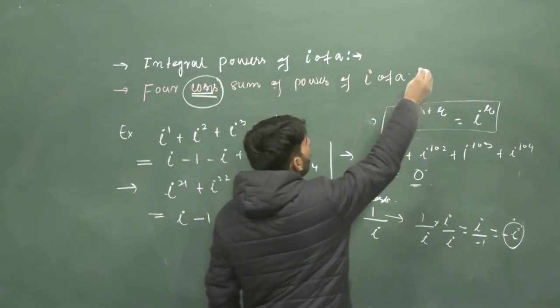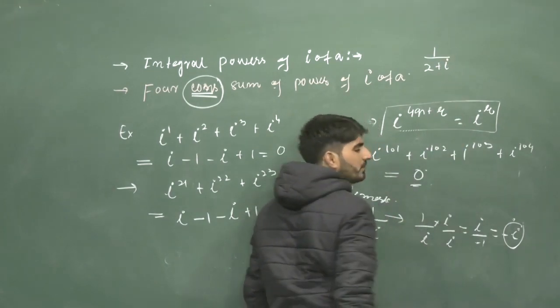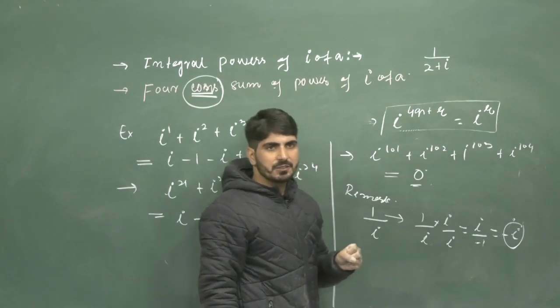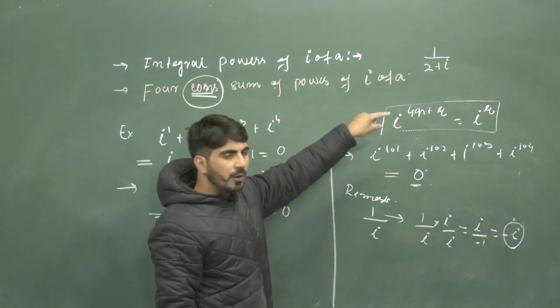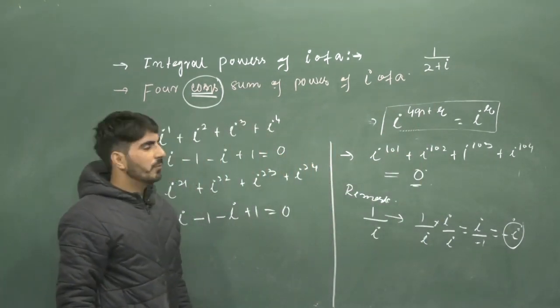That is, if you have to find the value of any complex number like 1 by 1 plus 2i, then definitely you have to rationalize this. If you rationalize by its denominator, definitely iota will be free from the denominator.